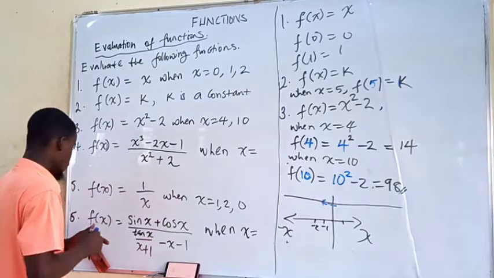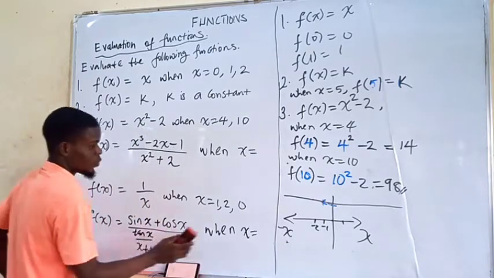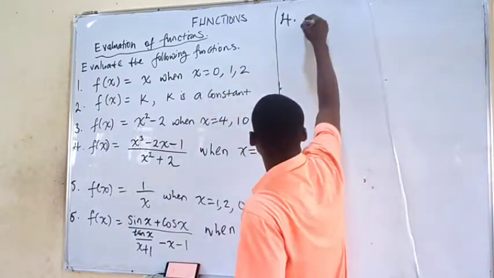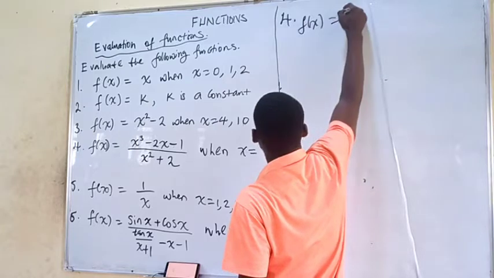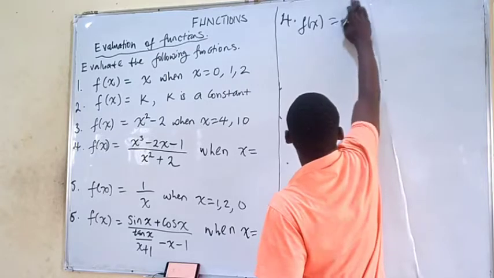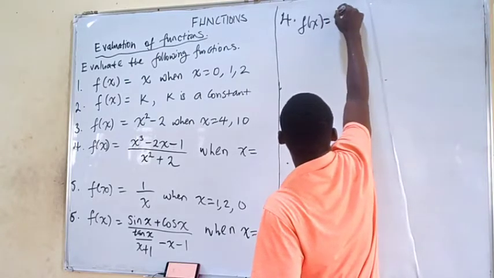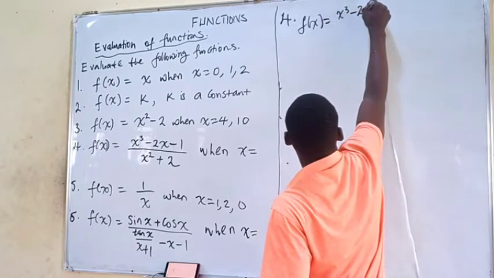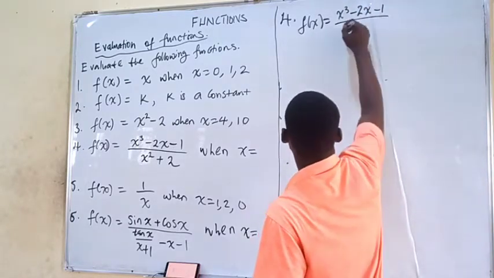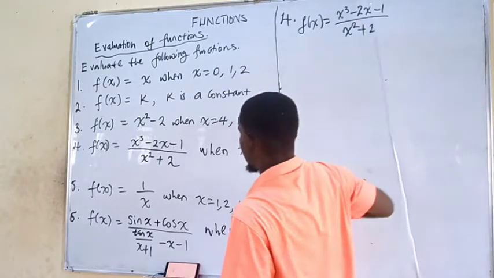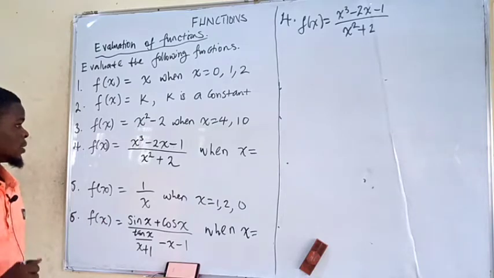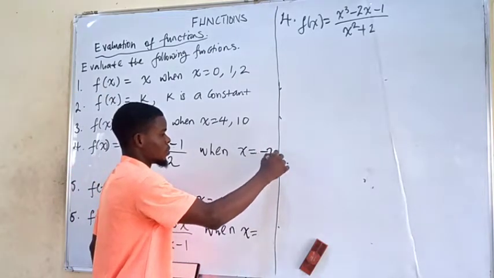Great. Let's look over to the fourth function, and we just evaluate it immediately. So on the fourth question here, we have f of x to be all of that. So f of x is x cubed minus, let me bring it down a little bit, x to the power of 3 minus 2x minus 1 divided by x squared plus 2. Right, let's evaluate this when x is negative 2 and, when x is negative 2 only.